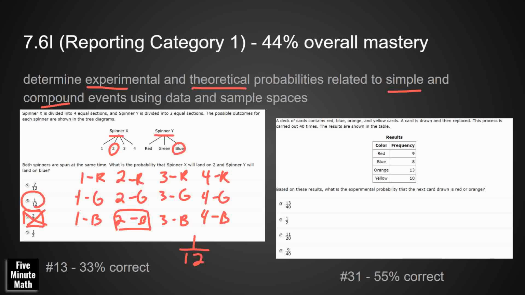Now, if students know about compound events, they also know that you can represent each of these simple events, because a compound event is just a string of simple events put together, each of these simple events with a fraction. So what are the probabilities that I would get a 2 on the x? Well, that's 1 out of 4 possibilities. And a blue on the spinner y, that is going to be 1 out of 3.